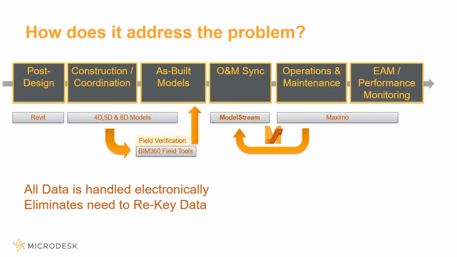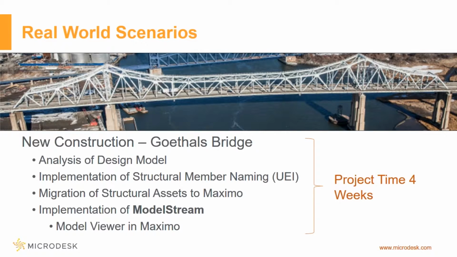Again, using that same timeline that we had, the post-design through operations and maintenance. Here's how the different tools come into play, where we have Revit. There are 40 to 60 models. And in this case here, we're showing BIM 360 field tools being used to capture the construction data and incorporating that data back into the as-built models. ModelStream then connects those two worlds and allows us to bring the data over into the operations and maintenance side in Maximo. And then we have the feedback loop through ModelStream that allows us to do the performance monitoring and analysis.